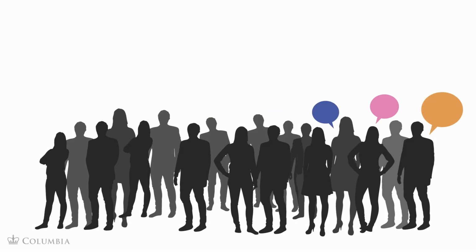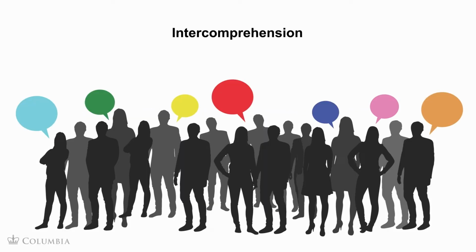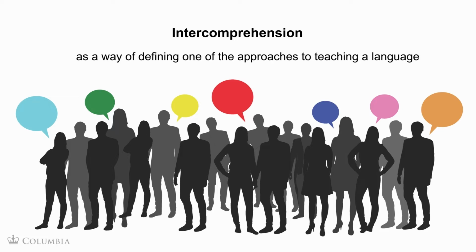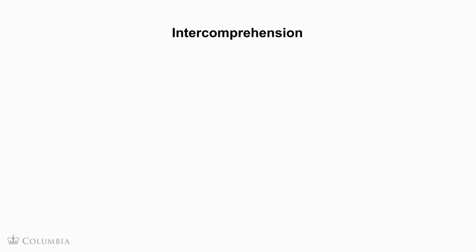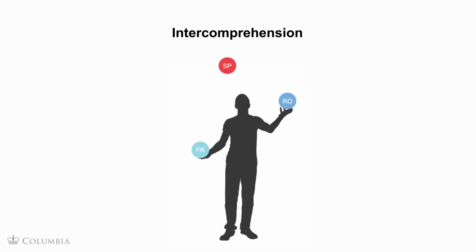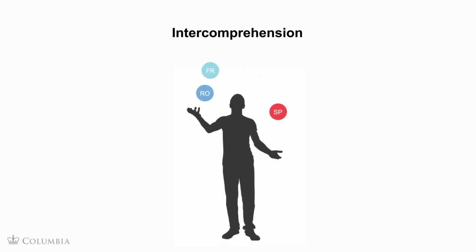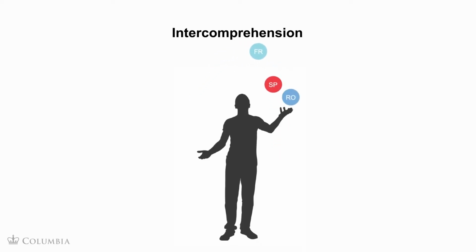At the end of the 90s, the term intercomprehension emerged as a way of defining one of the approaches to teaching a language. Intercomprehension is based on the concept that any individual has the potential ability to be plurilingual, and that plurilinguals can develop a transversal competence across the languages they know.